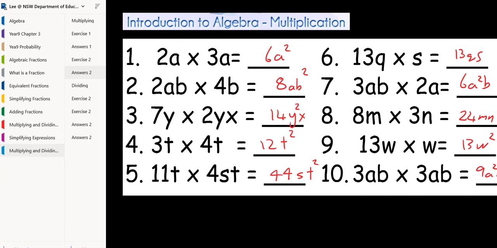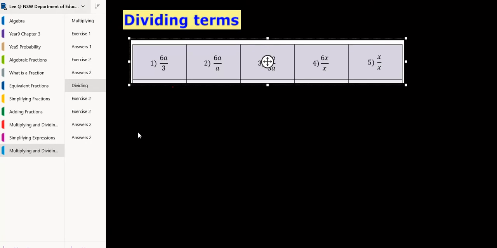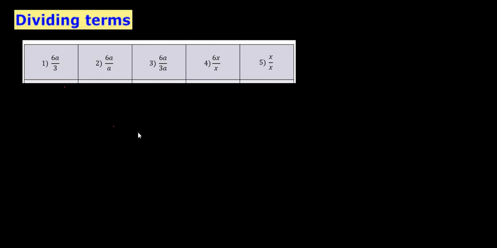So let's have a look at dividing terms. Now, dividing terms is a little bit different because there's different formats. So for example, 6a divided by 3 can be written 2 ways. These mean the same thing.